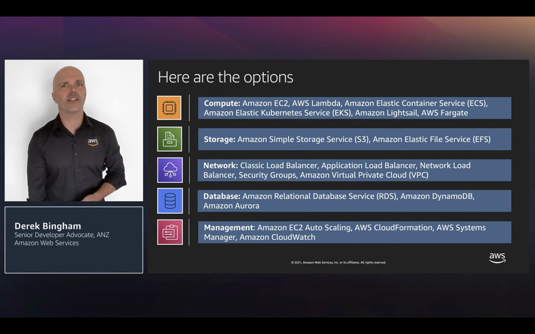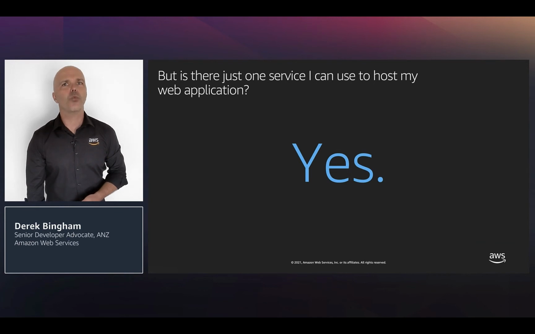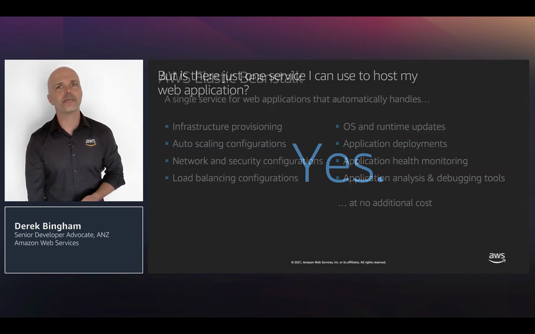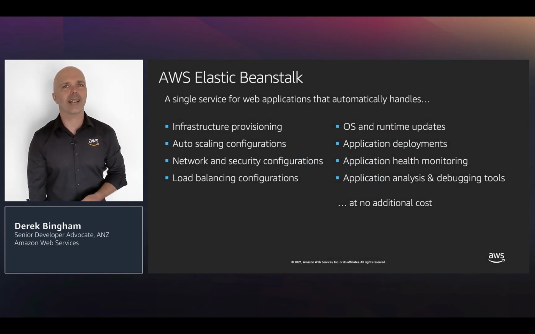This amount of choice is great, but many customers asked, is there just one service that I can learn to host my web applications? Well, luckily, the answer is yes. And that is AWS Elastic Beanstalk. Elastic Beanstalk is our easy to use service for deploying and scaling web applications and services developed with Java, .NET, PHP, Node, Python, Ruby, Go, and Docker on familiar servers such as Apache, Nginx, Passenger, and IIS.